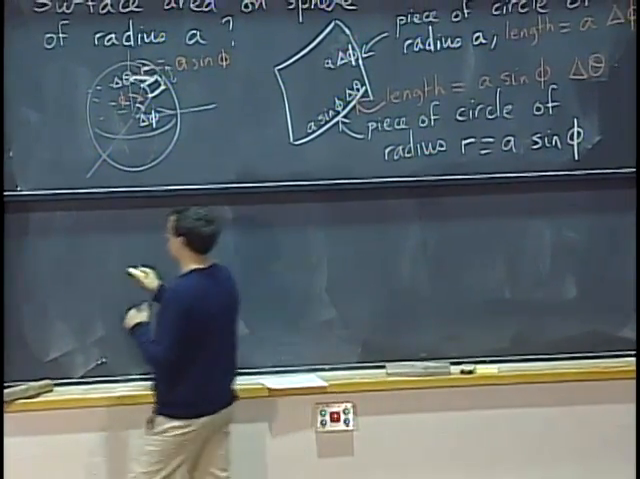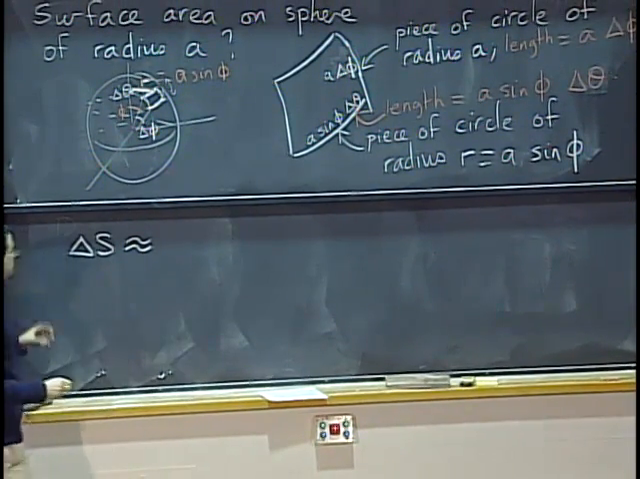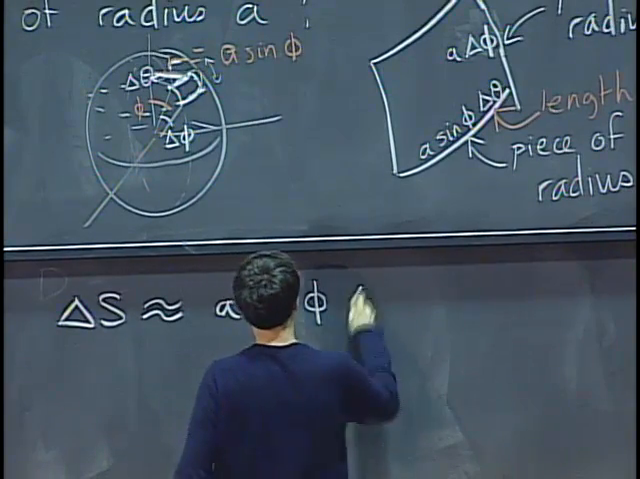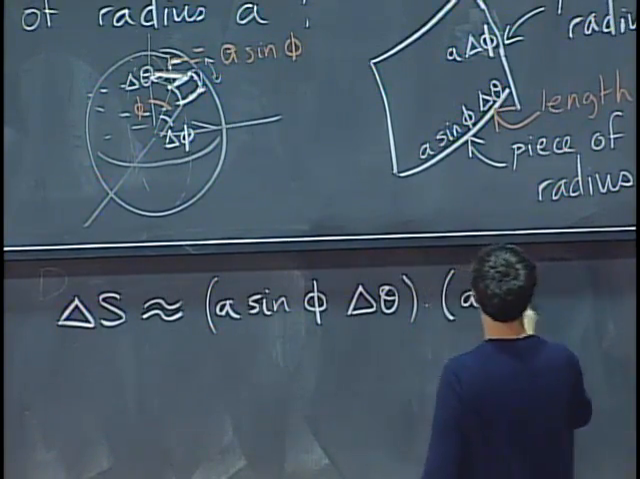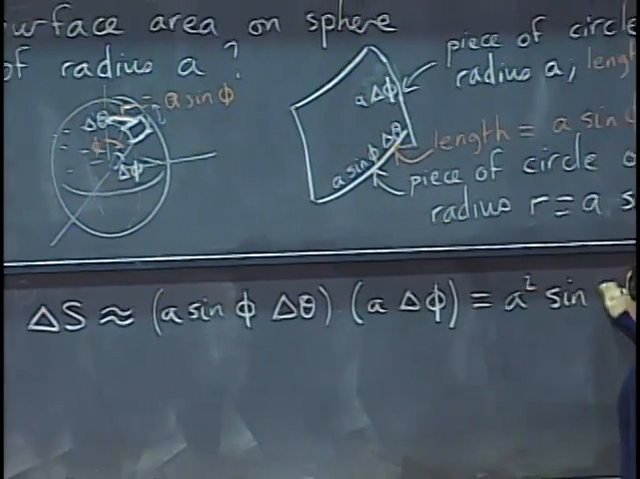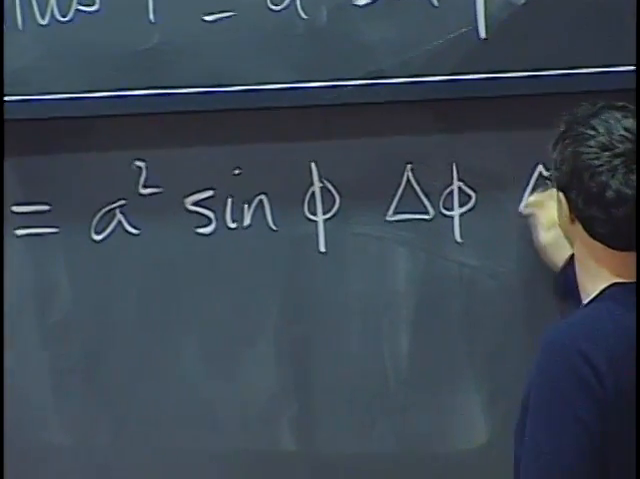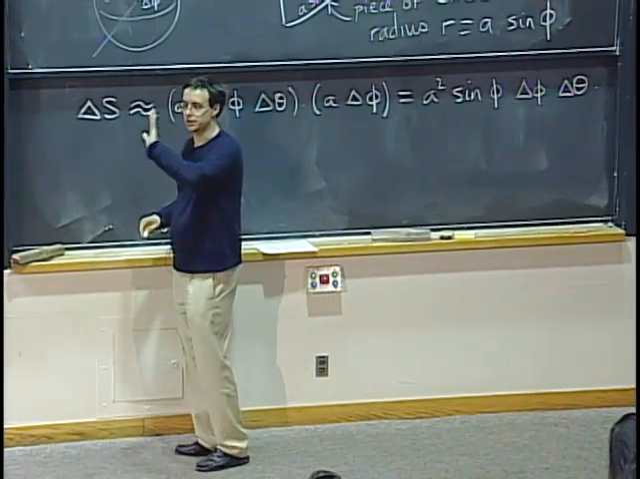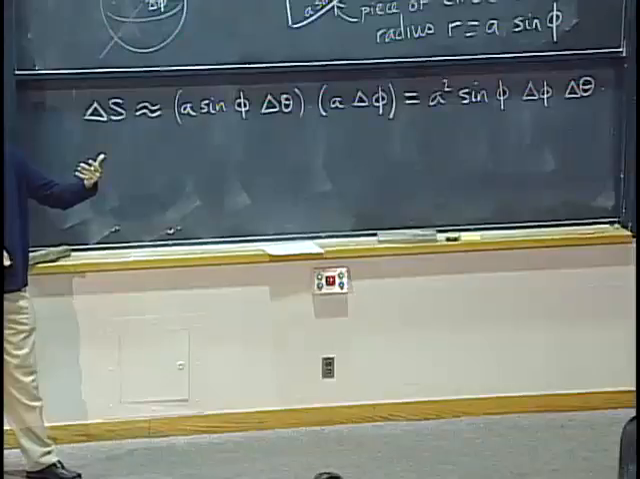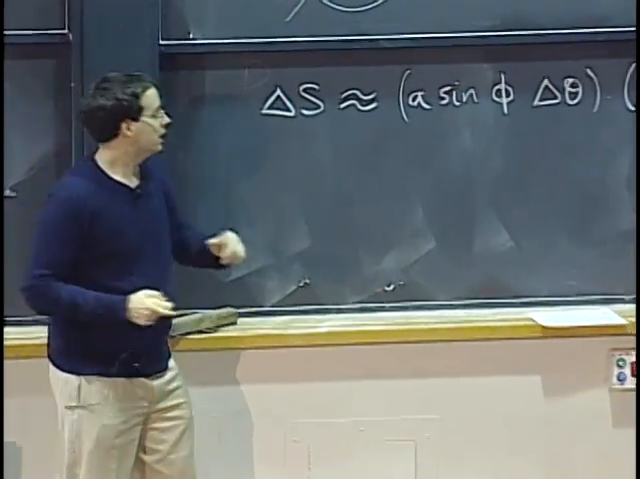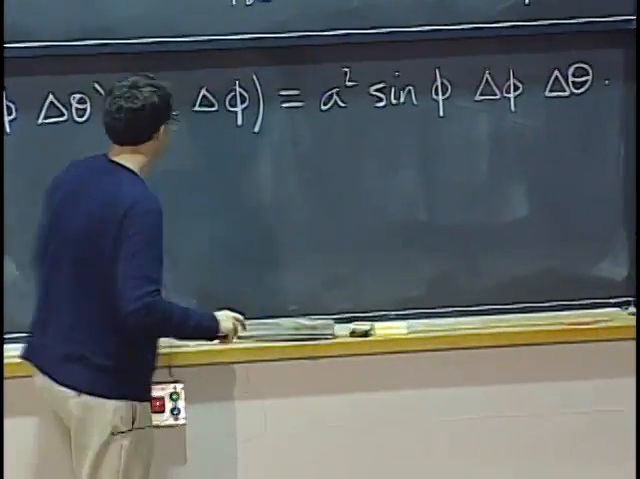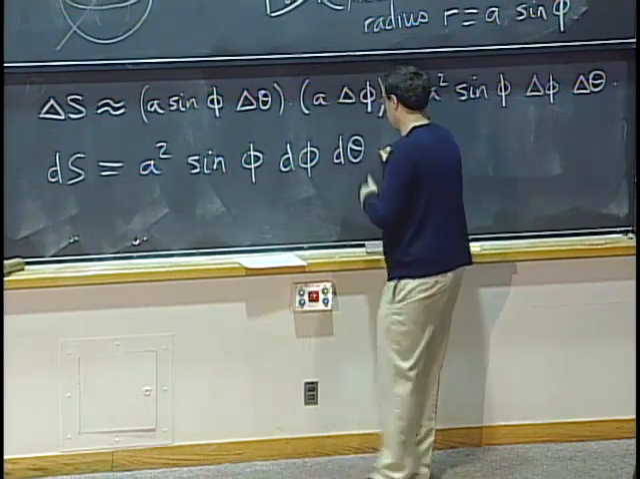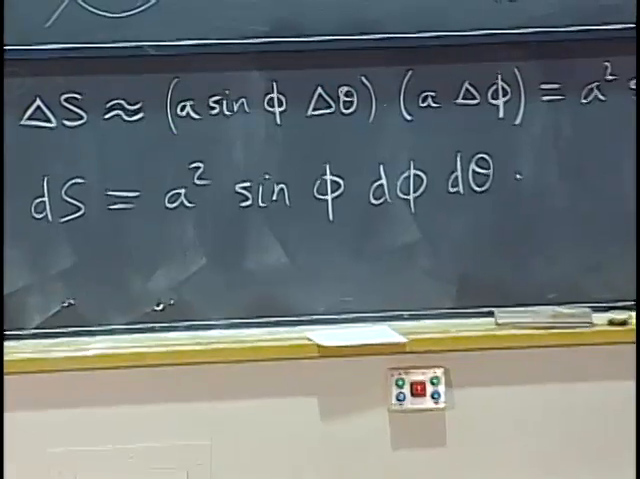So that tells us that if I take a small piece of a sphere, then its surface area, delta S, is going to be approximately a sine phi delta theta times a delta phi, which I'm going to rewrite as a squared sine phi delta theta. So say that I want to integrate something just on the surface of a sphere. Well, I would use phi and theta as my coordinates, and then to know how big a piece of a sphere is, I would just take a squared sine phi d phi d theta. Okay, so that's the surface element on a sphere.